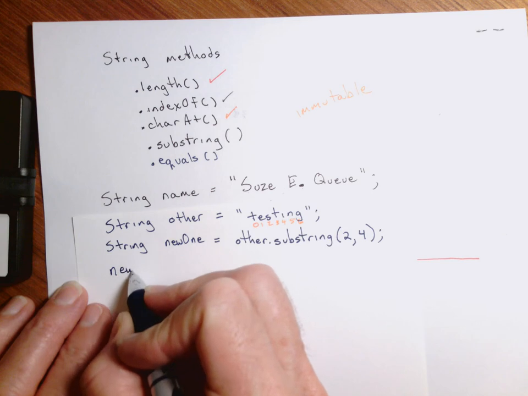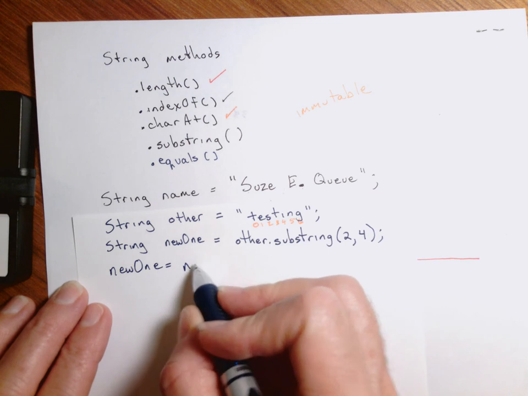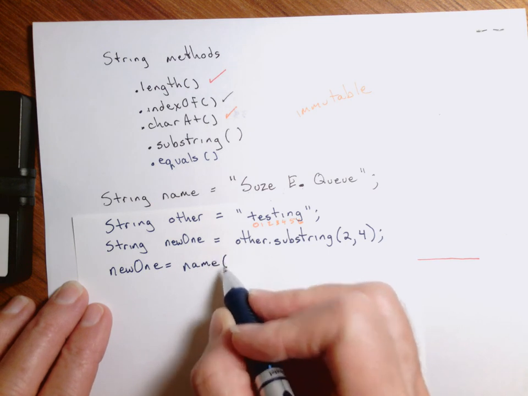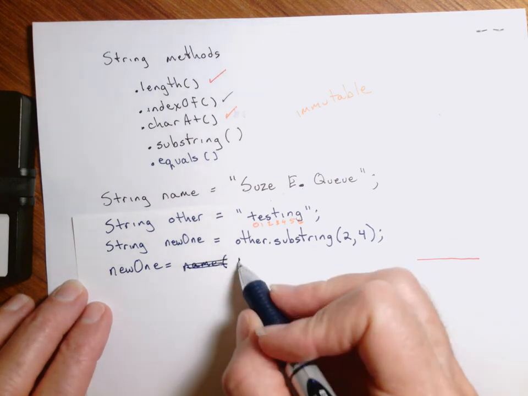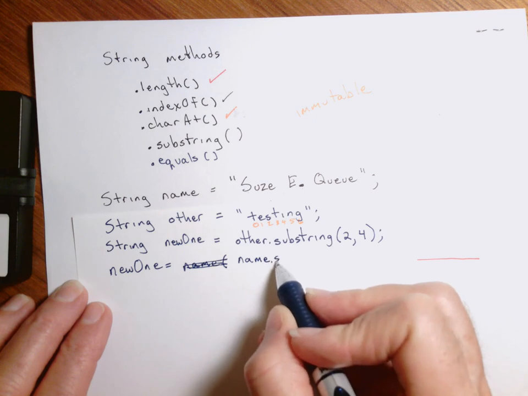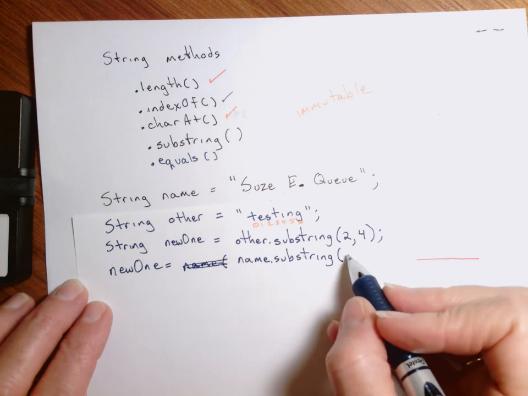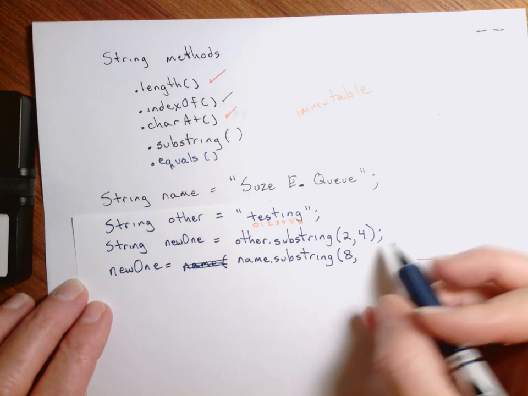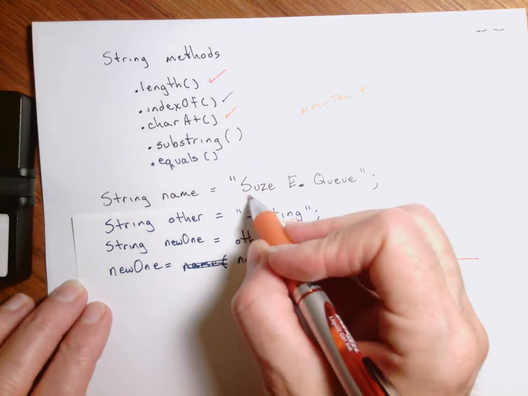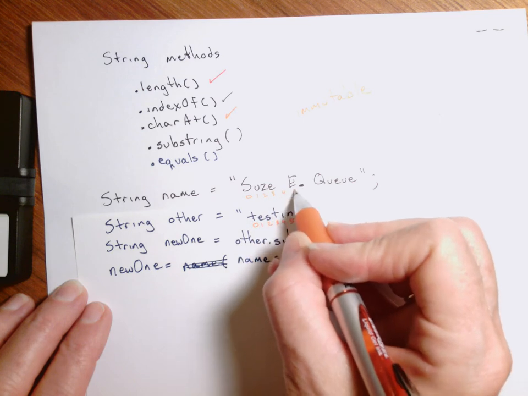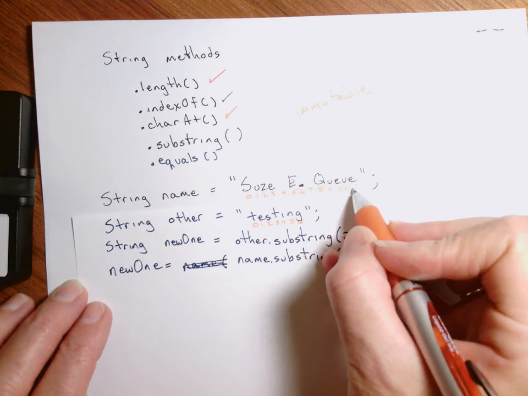Let's try another one. Let's say newOne is now equal to, let's take a look at Susie Q up here. So we want to set this equal to name. I'm just going to, oh, heavens, look what I did. I made a mistake. And no whiteout. Here we go. Like that. I'm just going to set this equal to name.substring, and I'll start at position 8 and I'll go up to position 12. So what would that be? Let's put in our little indices here. 0, 1, 2, 3, 4, 5, 6, 7 is the space, 8, 9, 10, 11, 12.